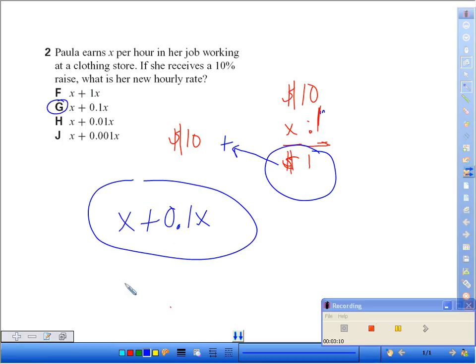You need to write that 0 there. If you put F, you didn't convert your percent right. If you chose H or J, you did the same thing. You didn't convert your percent right.